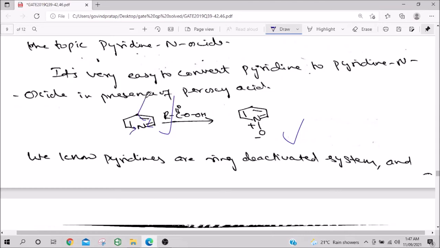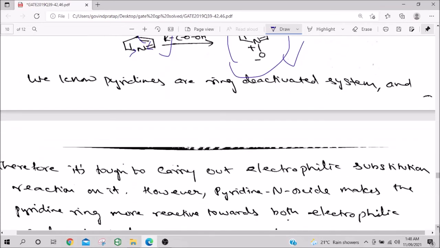Therefore electrophilic attack, if you think that like benzene, some electrophile will come and pyridine will attack, it's very, very tough. And nucleophilic attack also becomes very, very tough. But once you make pyridine oxide, it's like magic. It starts happily, very fast. It will undergo both nucleophilic attack and electrophilic attack. How? Let's see.